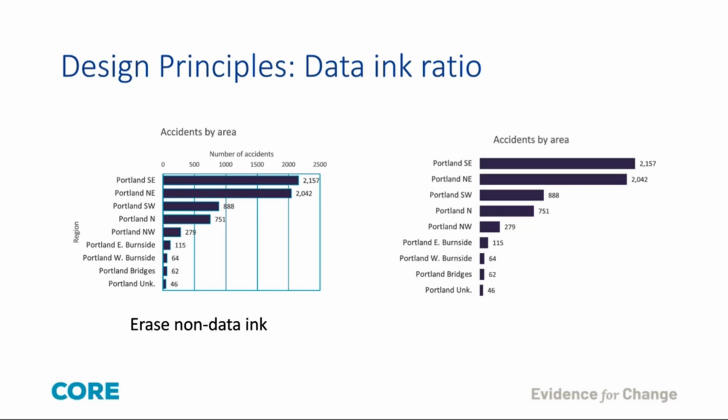So for instance, you have "accidents by area," and you also have this axis label, "number of accidents," with the numbers by it on top of this bar chart on the left. You have "region" on the left here. So those are kind of redundant. We can remove those from the chart and we end up with the one on the right, which becomes a lot cleaner and easier to read, in my opinion. You don't need the axis numbers because you have the data labels, and you don't need to worry about the axis label "region" because it says "accidents by area." Next slide, please.